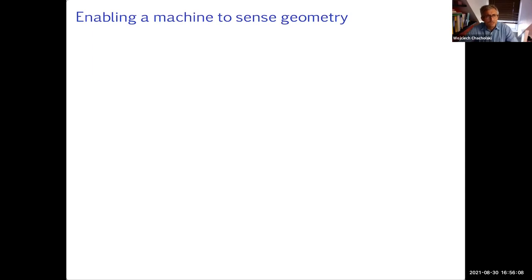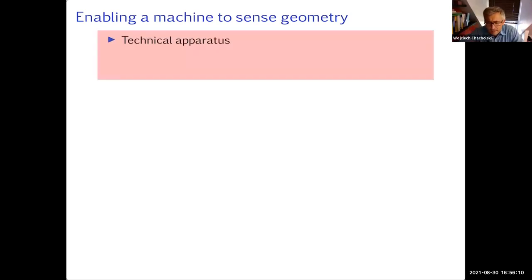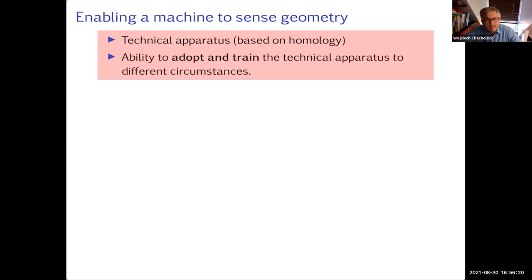Okay. So what is a sense? There are two ingredients. We need a technical apparatus. In this case, it will be based on homology. But an essential aspect of this apparatus should be that we can adapt it and train it to different circumstances. We are born with the same apparatus to detect smells, but depending on where we live, we develop it based on our experience and needs, right?